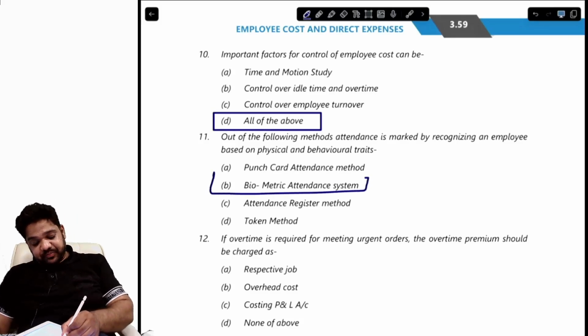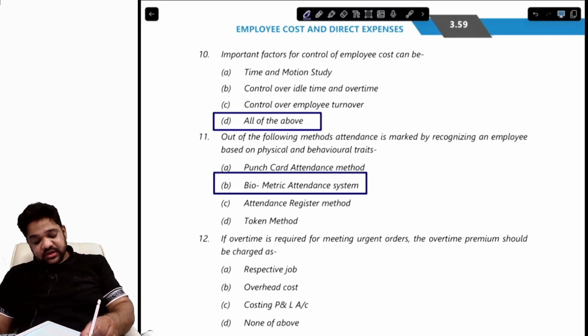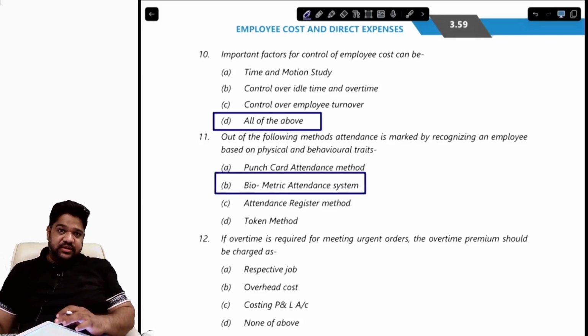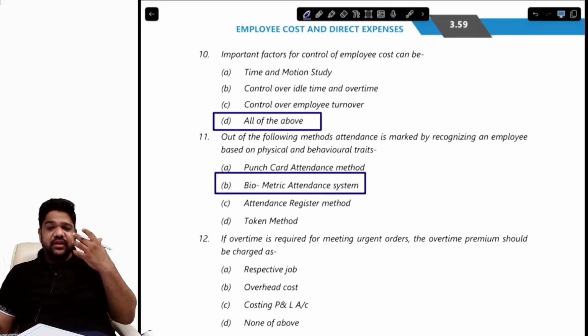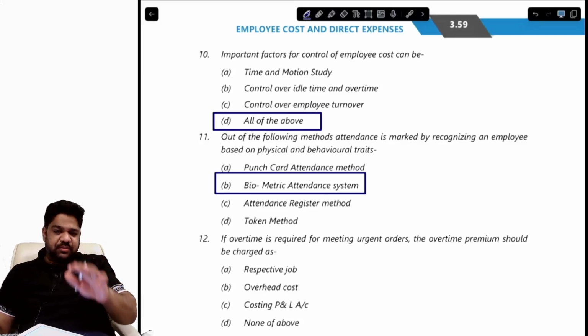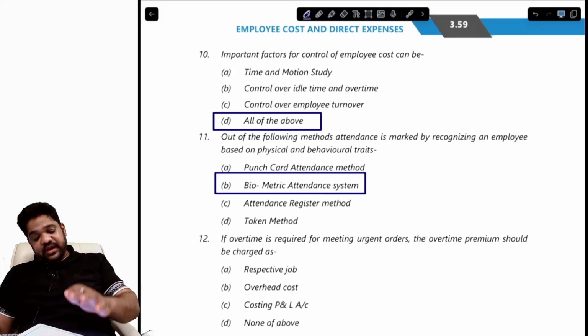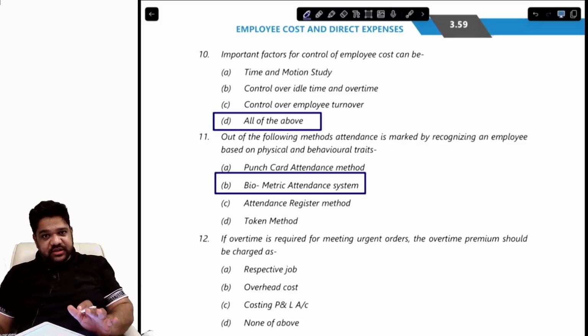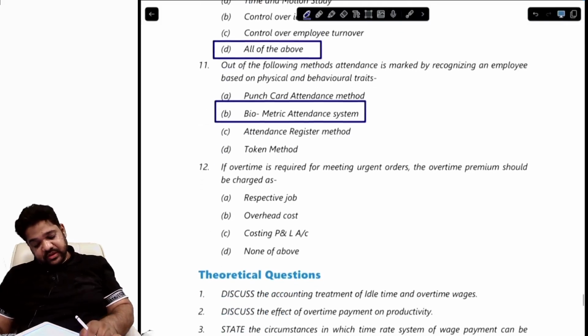What is physical and behavioral is the biometric attendance system. Now, under the biometric system, you have either the eyes or the fingerprint or something related to a physical trait. Are we understanding? So that.